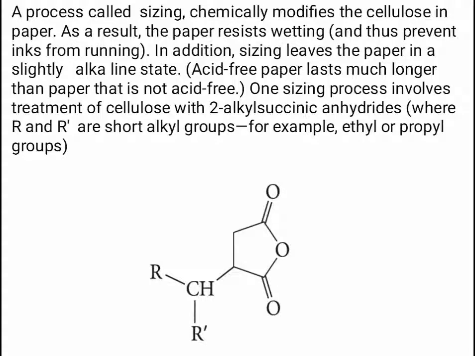A process called sizing chemically modifies the cellulose in paper. As a result, the paper resists wetting. In addition, sizing leaves the paper in a slightly alkaline state. Acid-free paper lasts much longer than paper that is not acid-free. One sizing process involves treatment of cellulose with 2-alkyl succinic anhydrides, where the R and R' are short alkyl groups, for example ethyl or propyl groups.